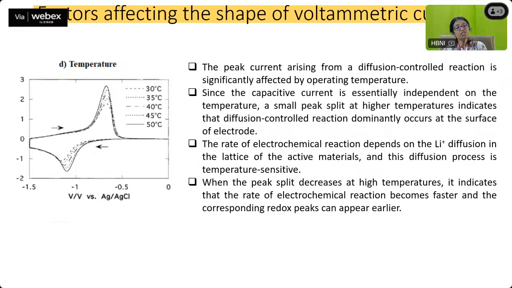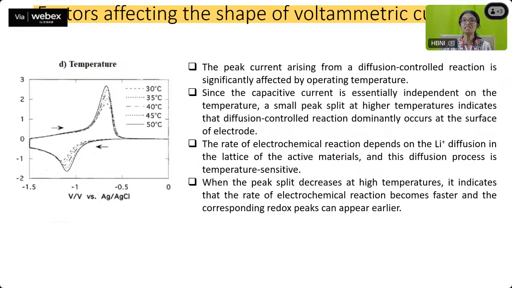And temperature also affects the shape of the voltammetric curves. You have to understand that the peak current arising from a diffusion controlled reaction is significantly affected by operating temperature. Capacitive current is essentially independent of temperature. So a small peak split at high temperature indicates that the diffusion controlled reaction dominantly occurs at the surface of the electrode. The rate of the electrochemical reaction depends on lithium ion diffusion in the lattice of the active material, and this diffusion process is temperature sensitive.